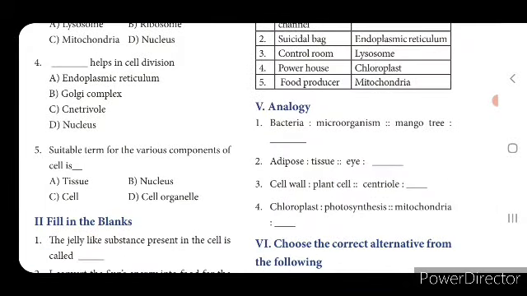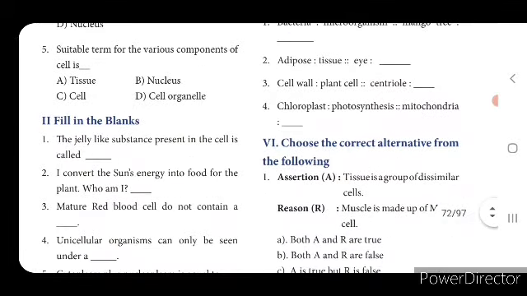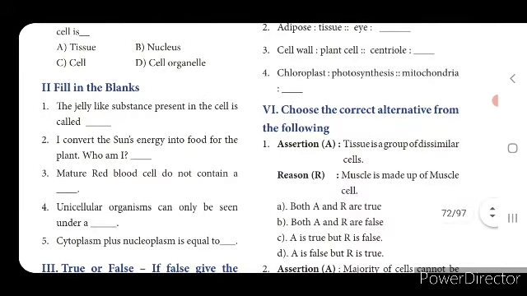Then suitable term for the various components of cell is cell organelle. The jelly-like substance present in the cell is called cytoplasm. I convert the sun's energy into food for the plant. Who am I? Chloroplast. Mature red blood cells do not contain a nucleus. Unicellular organisms can only be seen under a microscope. Cytoplasm plus nucleoplasm is equal to protoplasm.